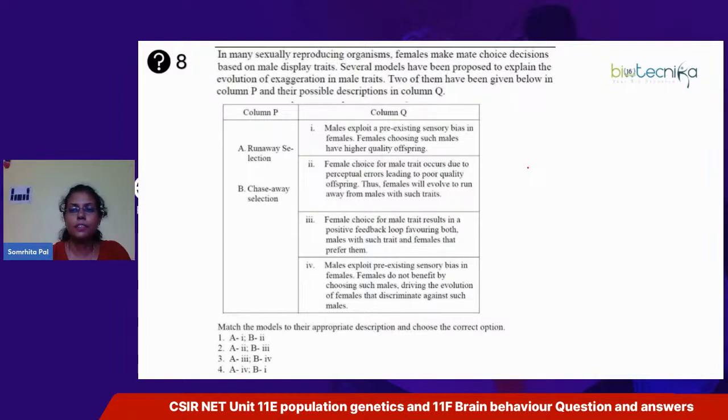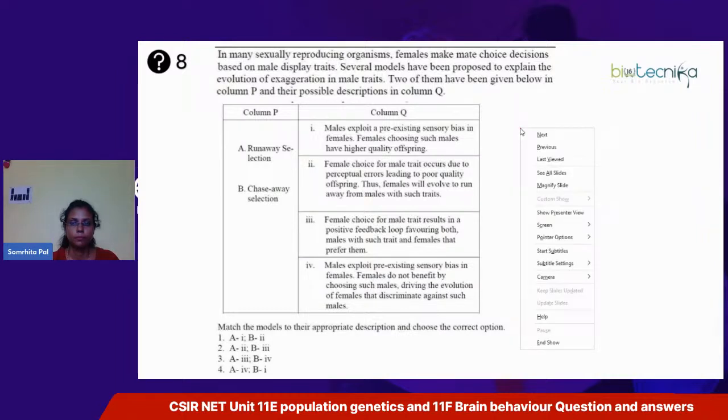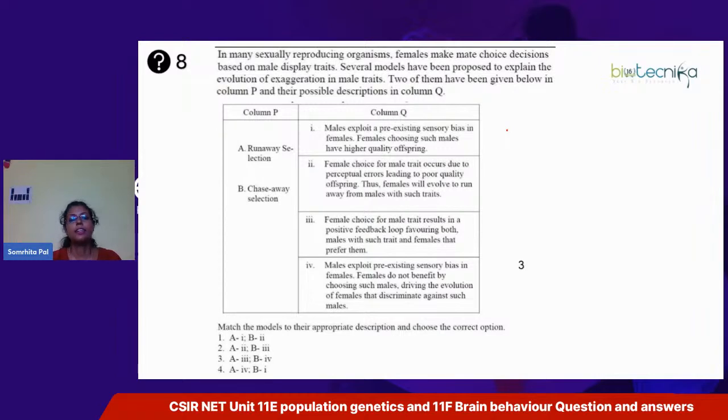So any idea about this one? What should be the answer? What is a runaway selection and what is the chase away selection? Okay, many of you are saying it's option 3. The correct answer is option 3. Very good. It is option 3.